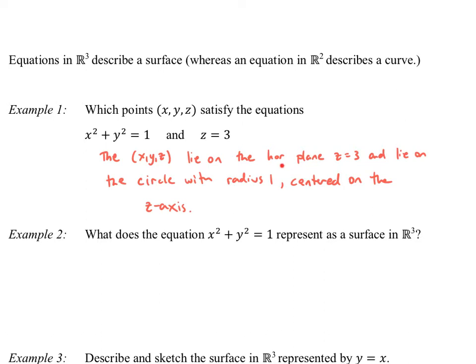Excuse me, horizontal plane, because we're just thinking of the z-axis as up and down vertically. So it would be a horizontal plane based on that orientation, and they lie in the circle. Now, why didn't we say cylinder?